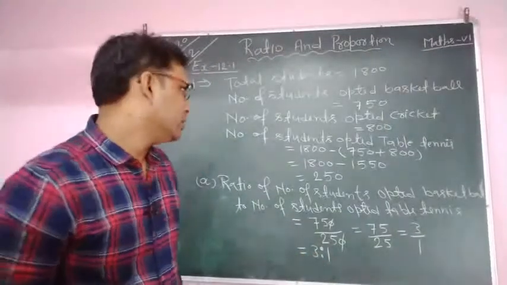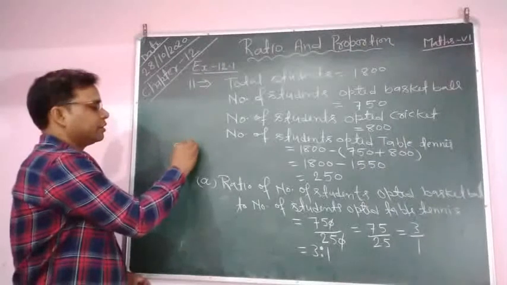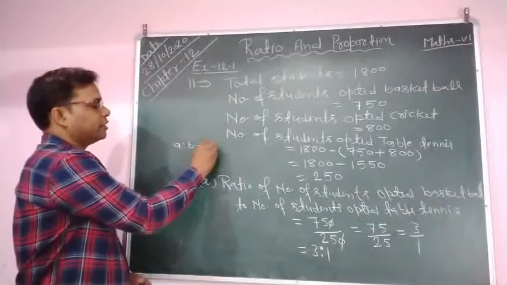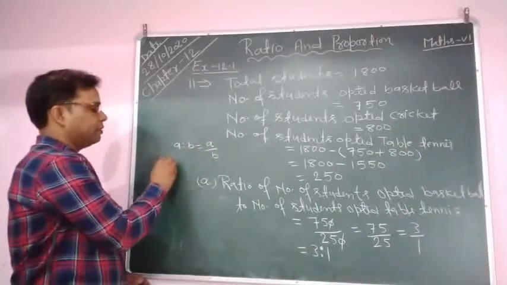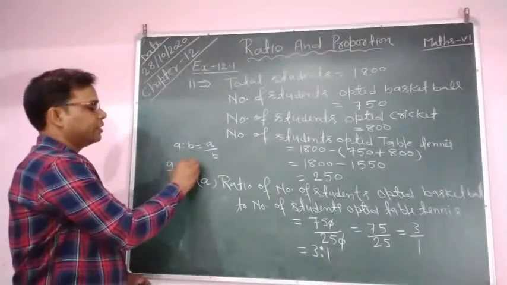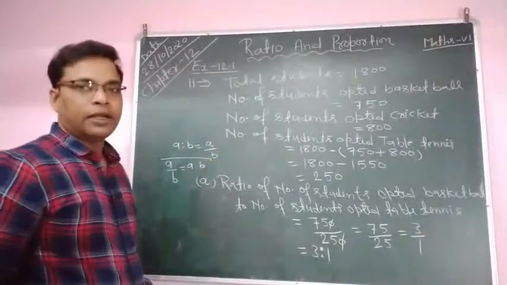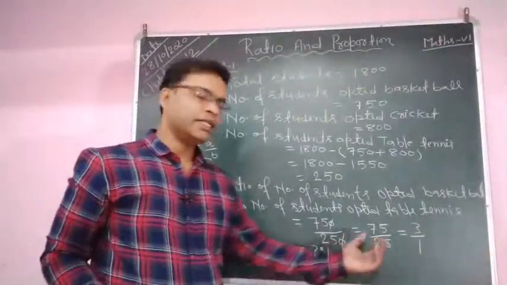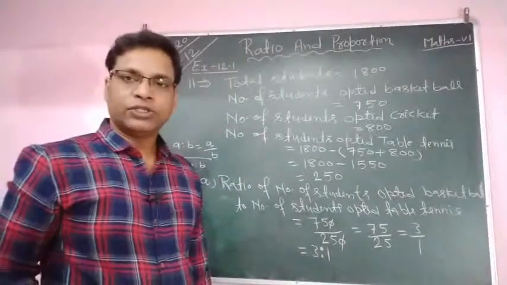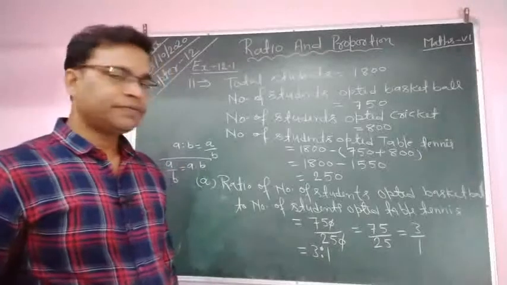So you can write it 3:1. As you know, A ratio B is equal to A by B, so we can write A by B as A ratio B. Okay, so we can write 3 by 1 as 3 ratio 1. So students, I hope all of you understood this question.